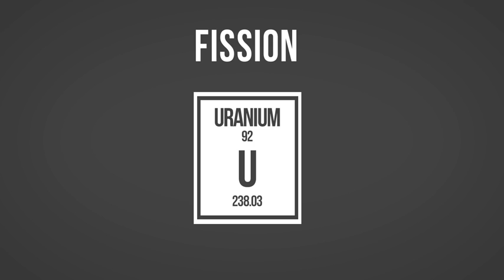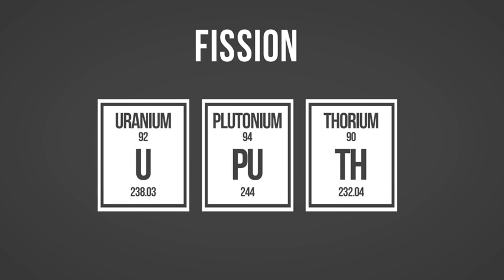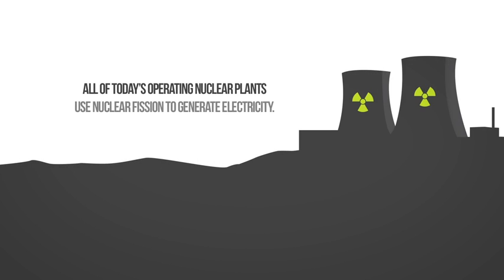The fuel most commonly used for nuclear fission is uranium. However, other elements such as plutonium and thorium can also be used. All of today's operating nuclear plants use nuclear fission to generate electricity.